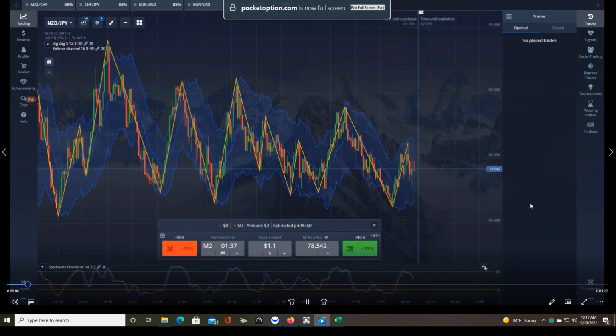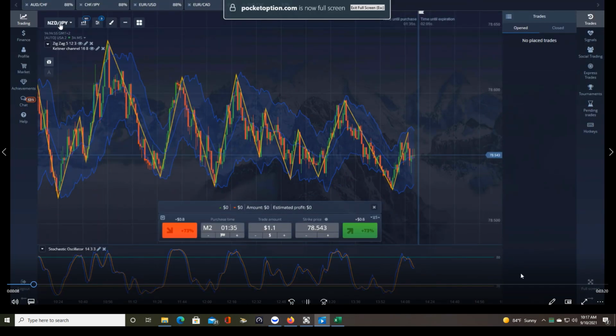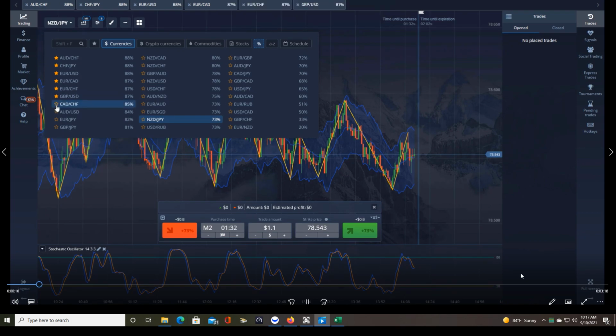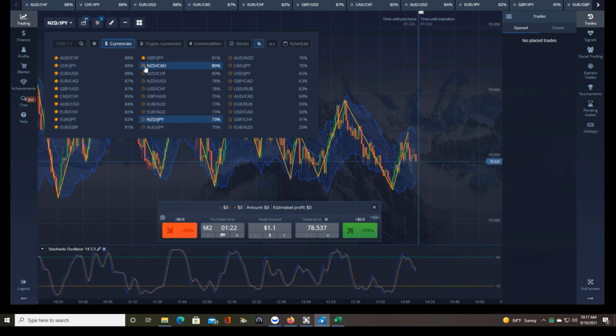Now I start my day by first selecting full screen in Pocket Option, and then increasing the size of the stochastic indicator, which makes it easier to see all of your entry signals. Now I'm selecting the currency pairs that pay out 80% or more. That way my necessary break-even win rate stays lower. I need to win fewer trades in order to remain profitable.